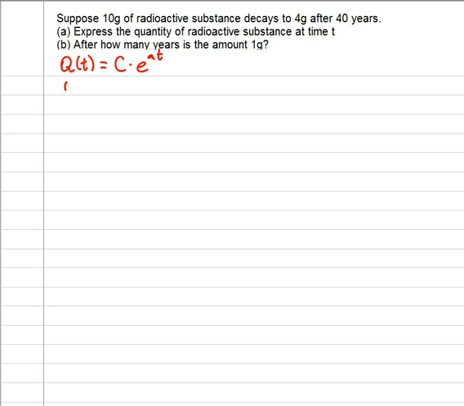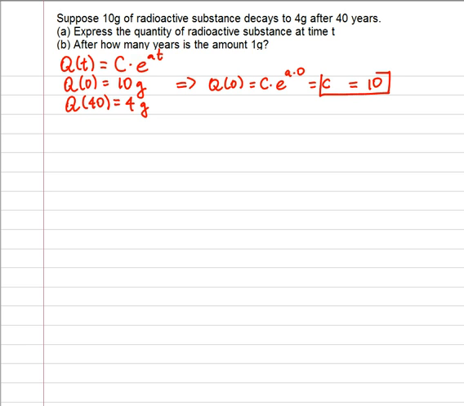The given data is that at time 0 we have 10 grams of radioactive substance, and after 40 years we have 4 grams. Now we will plug in t equals 0 and t equals 40 in this expression for q of t. So q of 0 is c times e to the a times 0, which is c, and that is 10. So we get our first constant, 10, from the first piece of data.